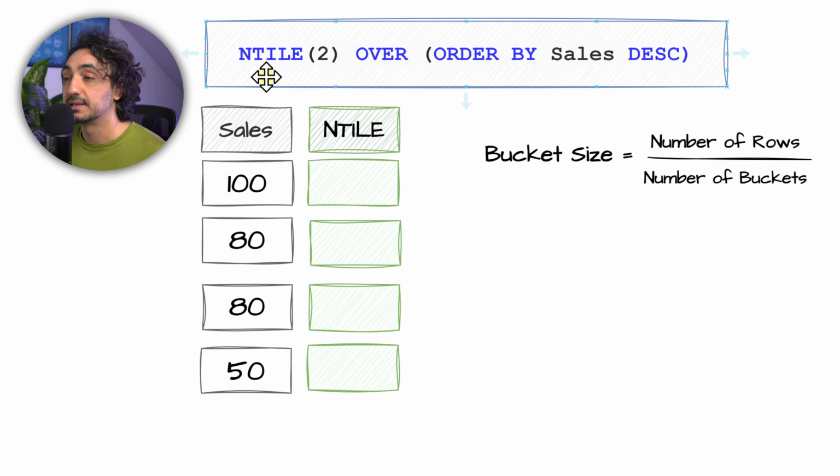So it starts with NTILE, then we must define a number. So we cannot leave it empty like the other ranking. So here we have 2 buckets, then OVER, and here again we have to sort the data. It must be ORDER BY sales descending, from the highest to the lowest. So now, as usual, SQL is going to sort the data.